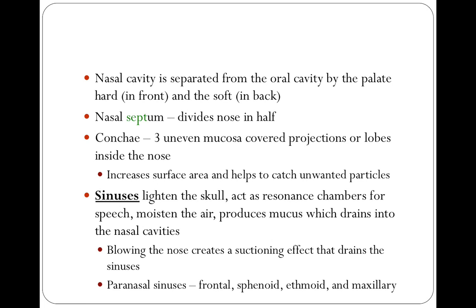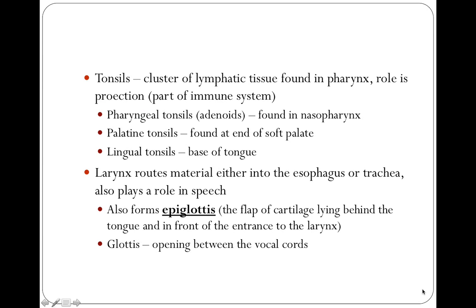And you have the paranasal sinuses: frontal, sphenoid, ethmoid, and maxillary. Tonsils: pharyngeal tonsils, palatine tonsils, and lingual tonsils. Lingual should be the tongue, like bilingual, you speak languages, you use your tongue. Palatine are on the palate. Pharyngeal are by the pharynx. Your larynx is your voice box. The epiglottis we talked about, that's the flap of cartilage. And then the glottis is the opening between the vocal cords.